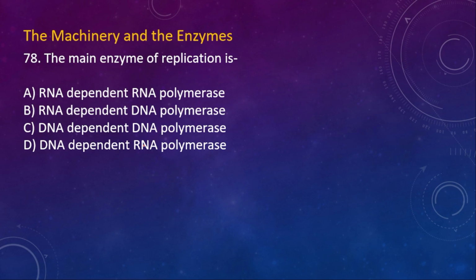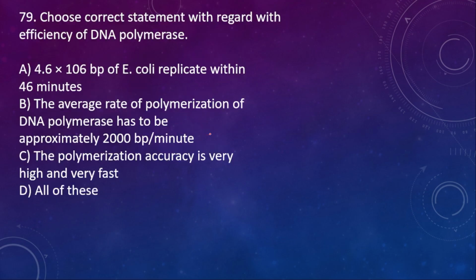Machinery and then enzymes for the replication. 78th question. The main enzyme of replication is A. RNA dependent RNA polymerase, B. RNA dependent DNA polymerase, C. DNA dependent DNA polymerase, D. DNA dependent DNA polymerase. Here the right option is C. For the replication, DNA dependent DNA polymerase is going to be used.